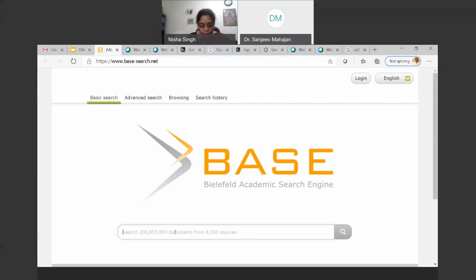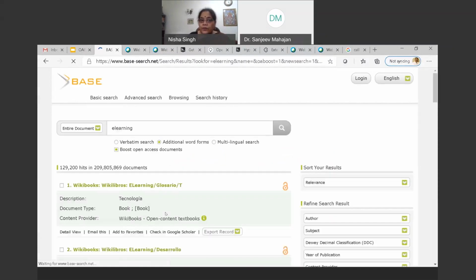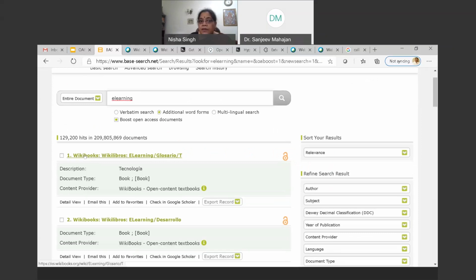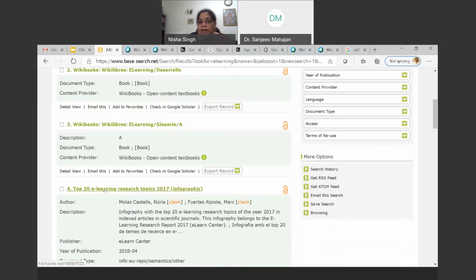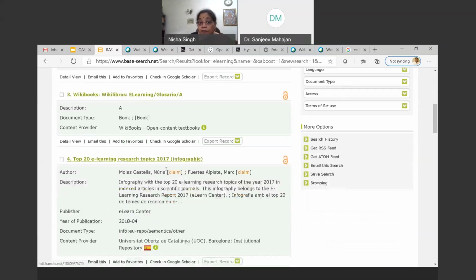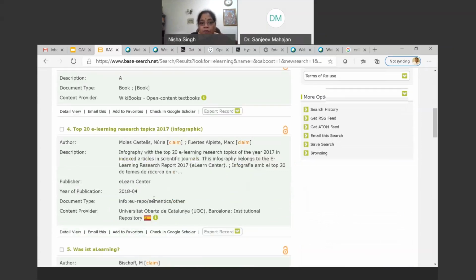For example, now we want to search something on e-learning. So it will take me to all the repositories, the sources it knows of. See, there is a wiki book on e-learning. Again, top 20 e-learning research topics, infographics by, as I said, metadata was important, Molas Castells Nuria, April 2018. Document type is this, content provider is this, and a little bit of description.